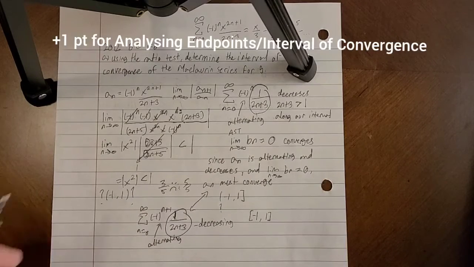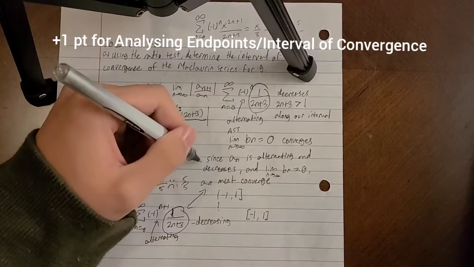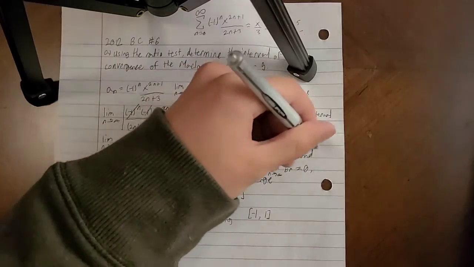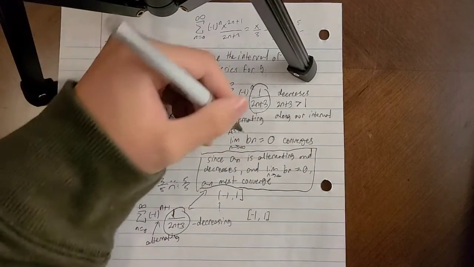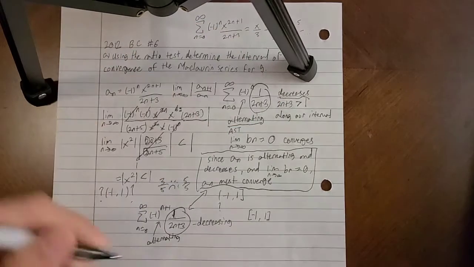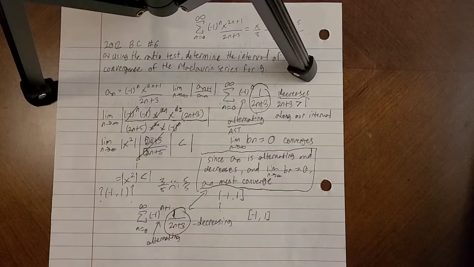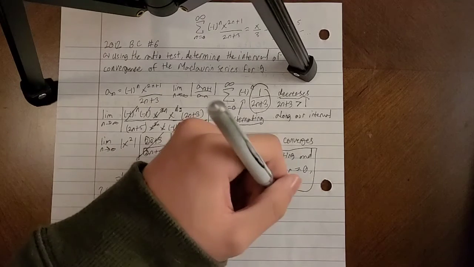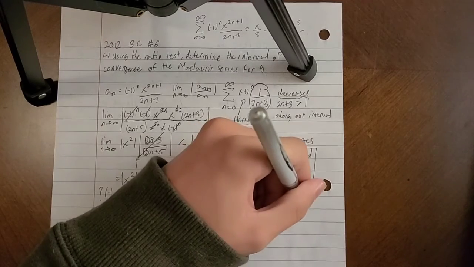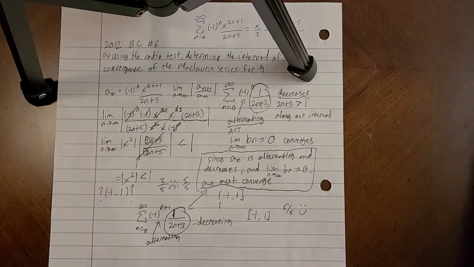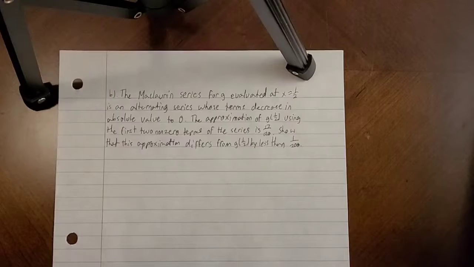And one tip is to remember to write out your explanations, like these: write out alternating, decreases, so the readers know what you're talking about, so you really convey that you understand what you're doing. And so with this, you would get a 5 out of 5. Smiley face. Now let's move on to part B.